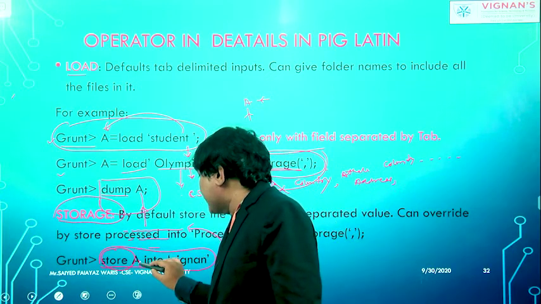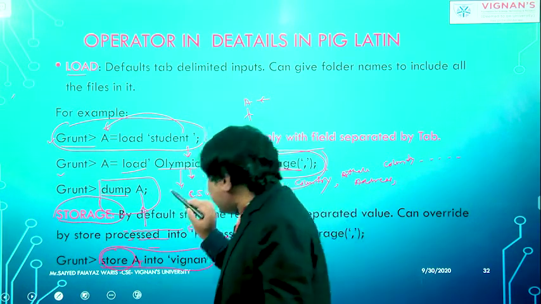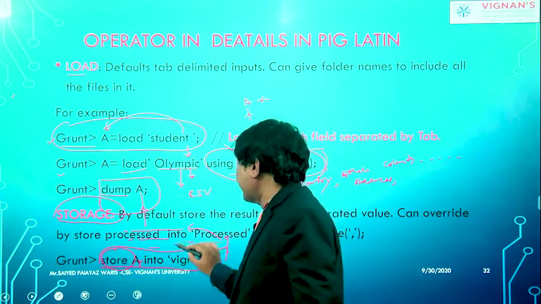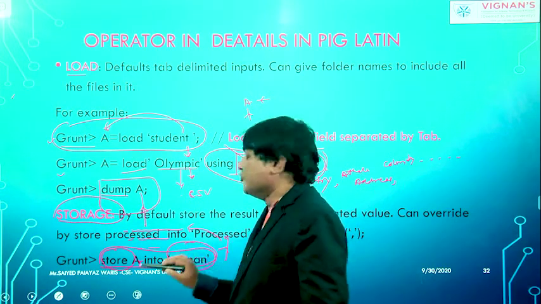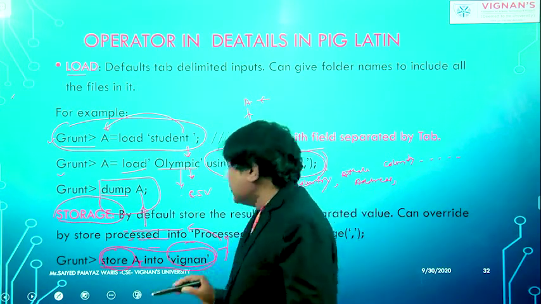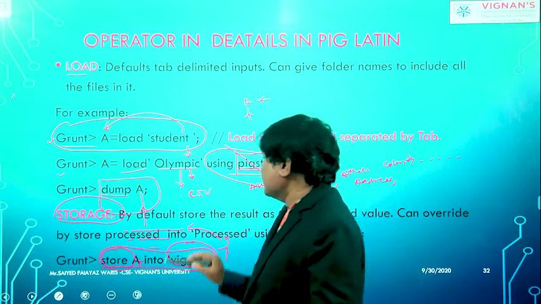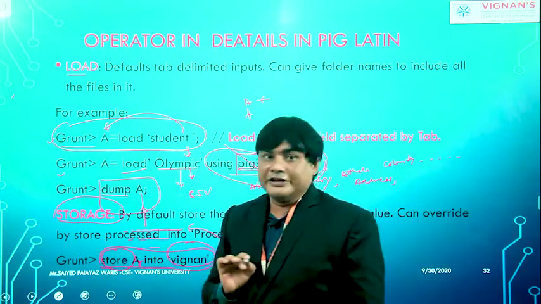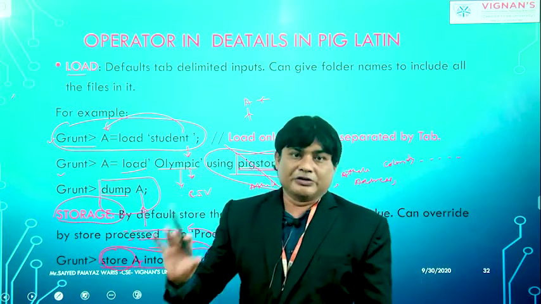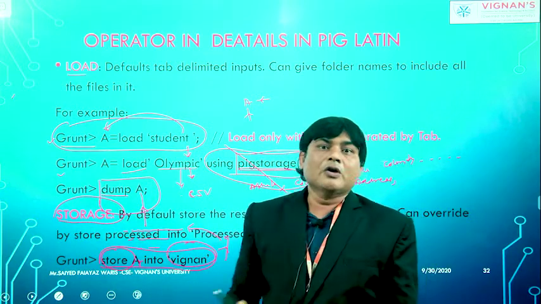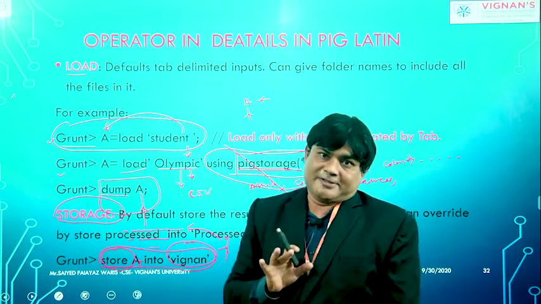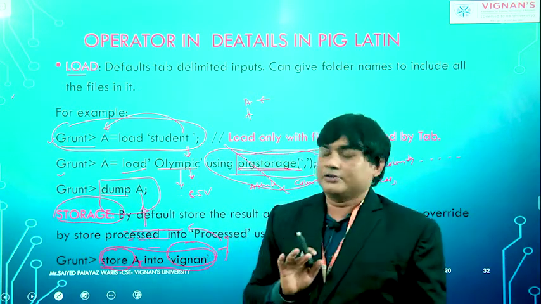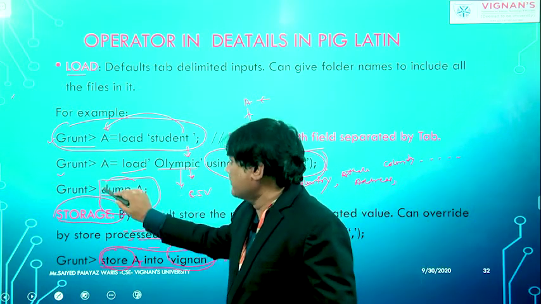In relation A, we have some result, and that result you are going to store into a new folder which is called Bignan. So Bignan is my new folder. In this folder we can find the result which is already present in relation A. So if you give this a store, it means that your result will be stored in a local file system or in a Hadoop distributed file system. That is the difference between the store and dump operators.